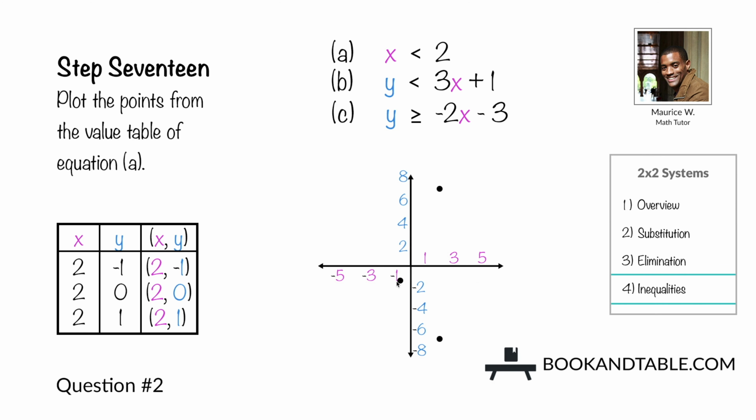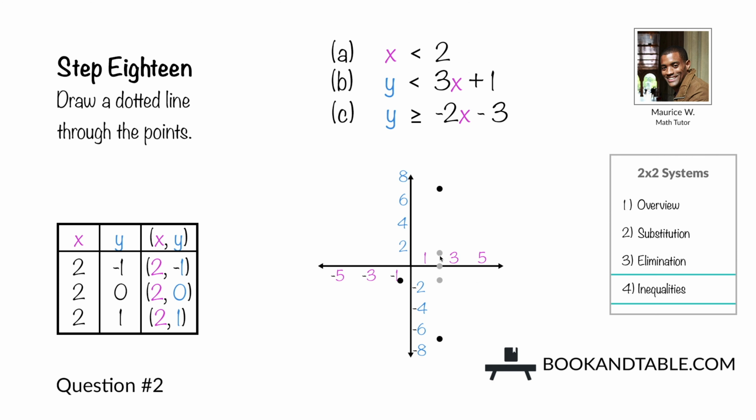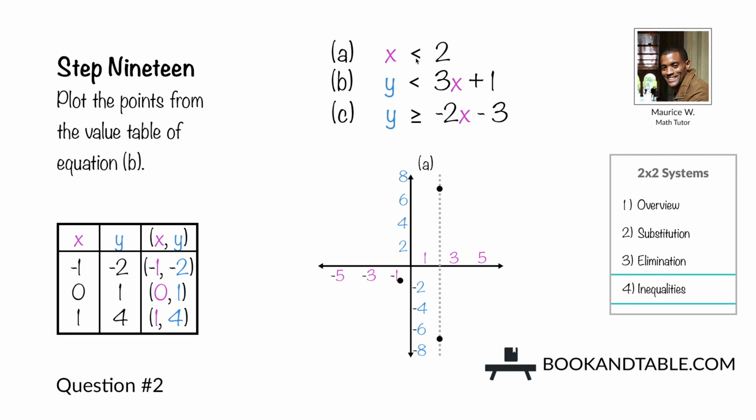So step 17, plot the points from the value table of equation A. Our first point is 2, negative 1. Our second point is 2, 0. And our third point is 2, 1. And with these 3 points, we can sketch A by drawing a dotted line through the points. And it's dotted since it's less than but not equal to.